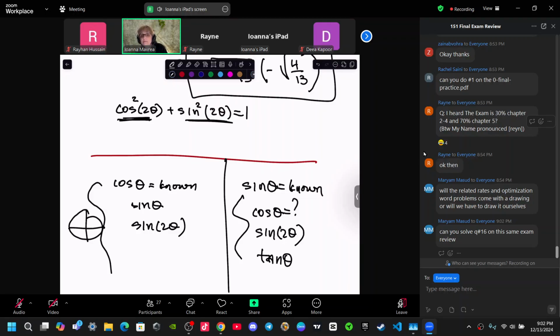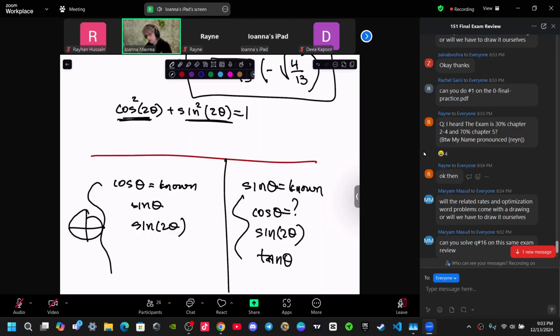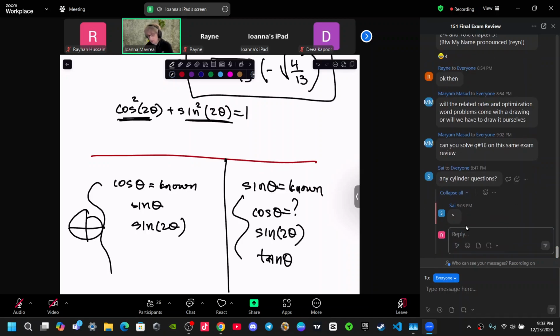The related rates. So I'll do that problem that you mentioned, but give me a second. I think there's a picture for that. Yeah, there's a picture. Is that the one? Yeah, right. So there's a picture. Yeah, for that.